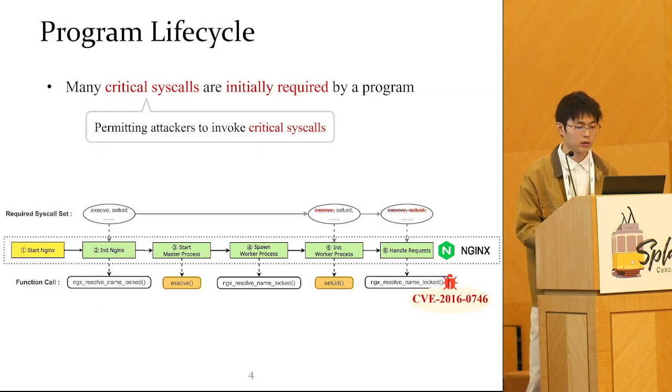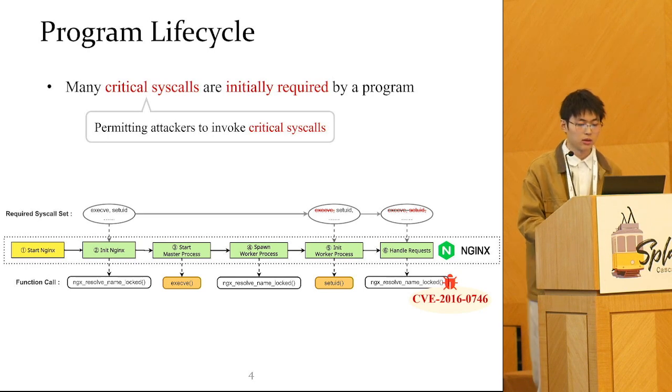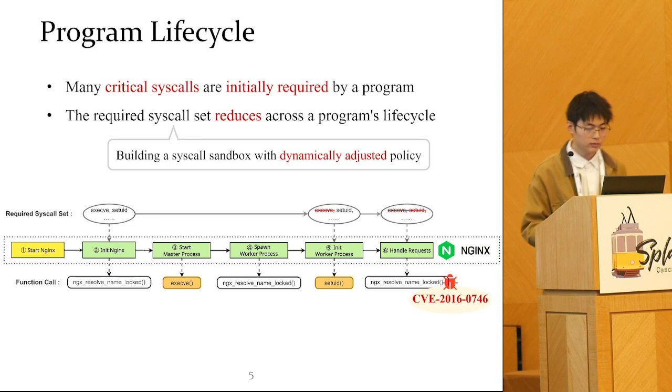However, many critical syscalls are initially required by a program, so they are also permitted by existing works. For instance, Nginx requires the syscalls setuid and execve, which can be used for remote code execution and privilege escalation. Consequently, even with the syscall sandbox, attackers can still exploit CVE-2016-0746 in Nginx, compromising the operating system.